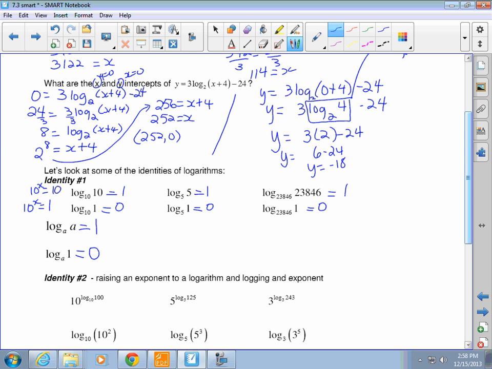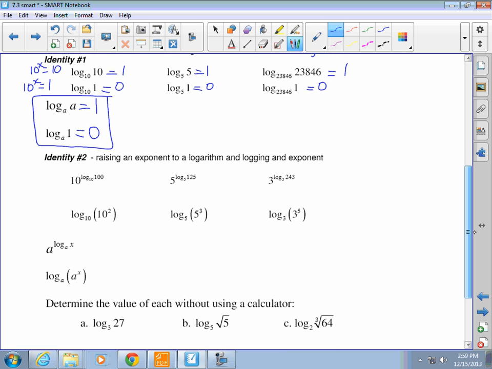So in this example here, if I had log base 2 of 2, then that would have equaled a 1. If I had log base 2 of 1, then my solution there would have been a 0. So I could substitute those in. So these are two basic identities. When the base and the y are the same, then your solution is 1. When your solution is a 1, then your exponent is equal to 0, or the whole log is equal to 0.